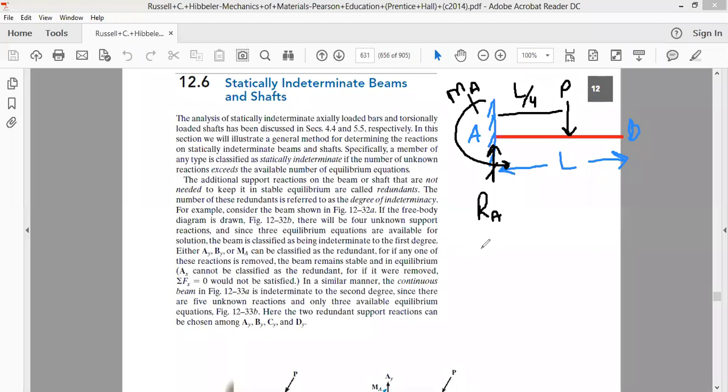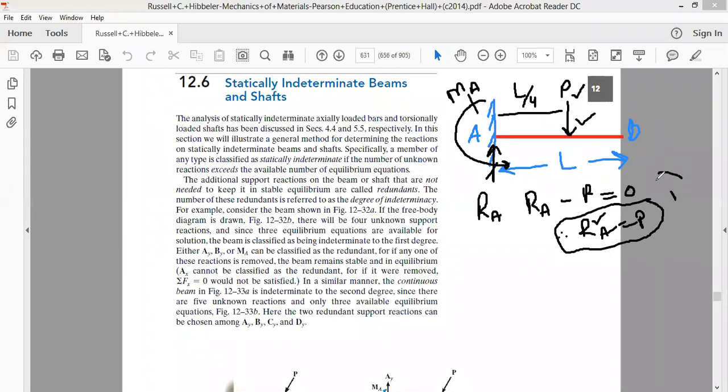If we are asked to calculate the value of the reaction, we simply write down the equations of equilibrium. We write RA minus P is equal to 0. Therefore, as far as RA is concerned, we get the value of RA equal to P. The reaction is equal to the load applied. Since we already know the load, we can calculate the value of the reaction. So this is our equation 1.